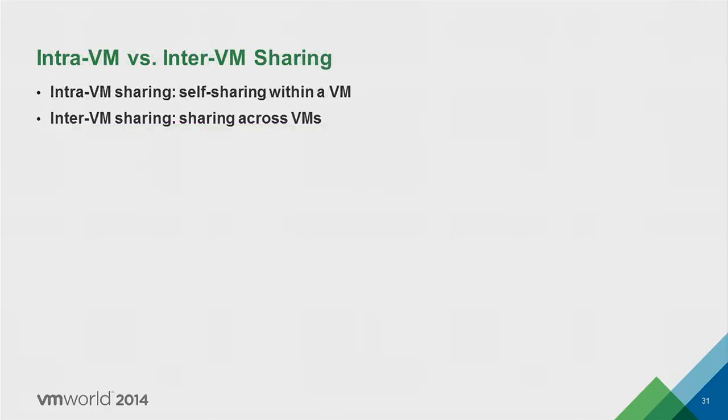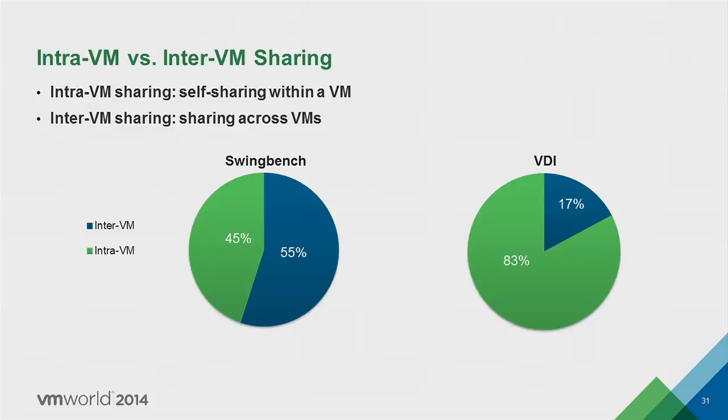By looking at the shared memory, it can be classified into 2 categories. One is intra-VM sharing, which is self-sharing within a VM. Another type is inter-VM sharing, which is sharing across VMs. The percentage of each type is quite workload dependent. For example, for Swingbench VMs, 55% of shared memory is inter-VM sharing, while this value is very small for the VDI workload, only 7%.